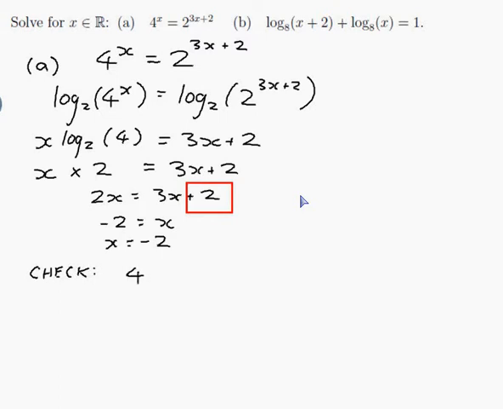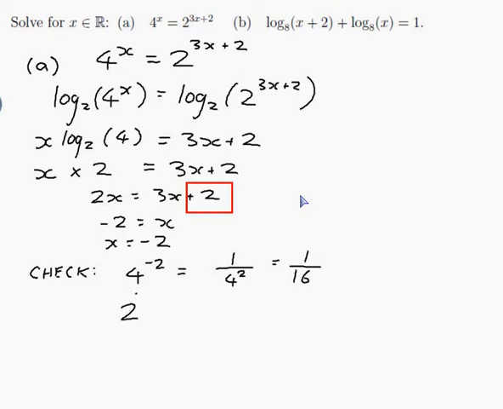4 to the power of negative 2 is 1 over 4 to the power of 2. That's what the negative means. It means put it on the bottom instead, which is 1 over 16.